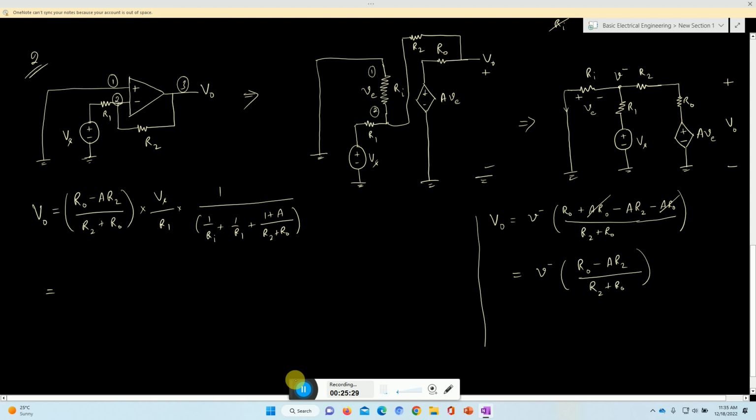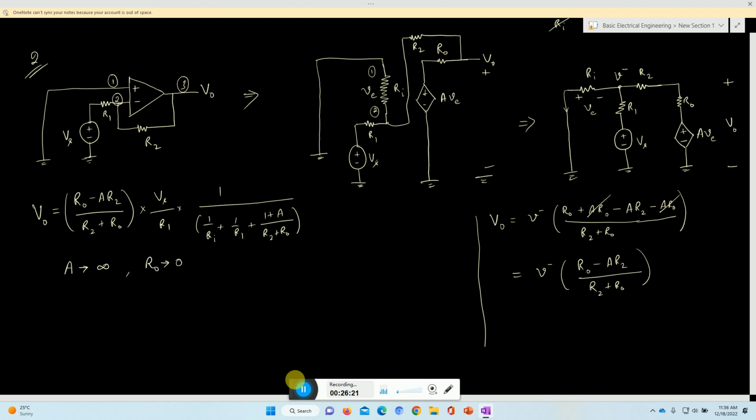Let me rewrite just once more. AR2 divided by R2 plus R0 into Vs into 1 by R1. There is no need to multiply or rewrite again, it's not required. We are assuming this is the answer of V0 in terms of Vs. So we get our answer, but if we assume that A tends to infinity here and R0 tends to 0.